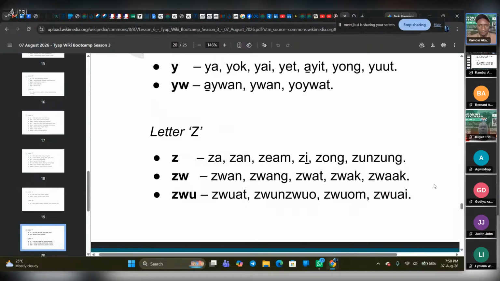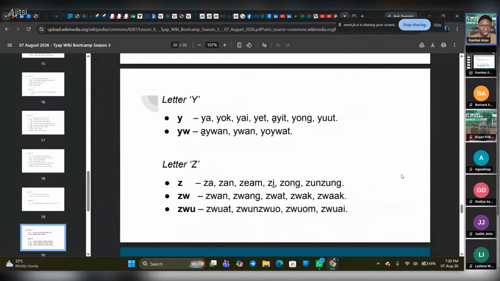So these are the entire possible combinations we have. So next time, if somebody is spelling Zam as Zyam, that's like Ziam now, you know that the person is not following the Tyap orthography, because Tyap orthography cannot have ZY. We can't have ZY in Tyap.